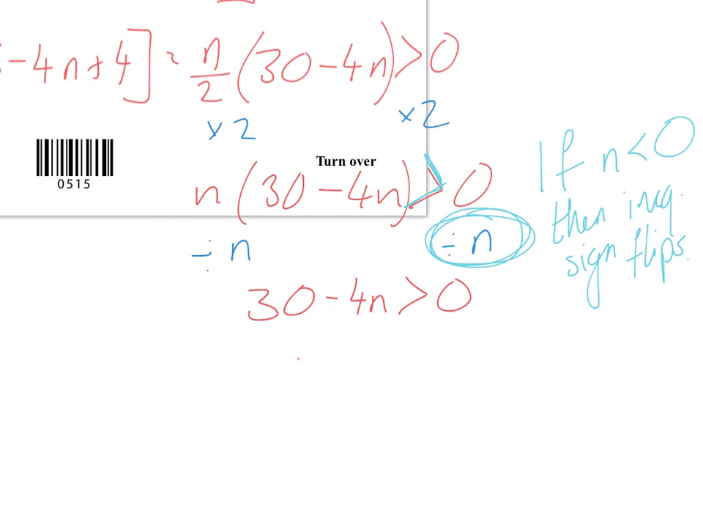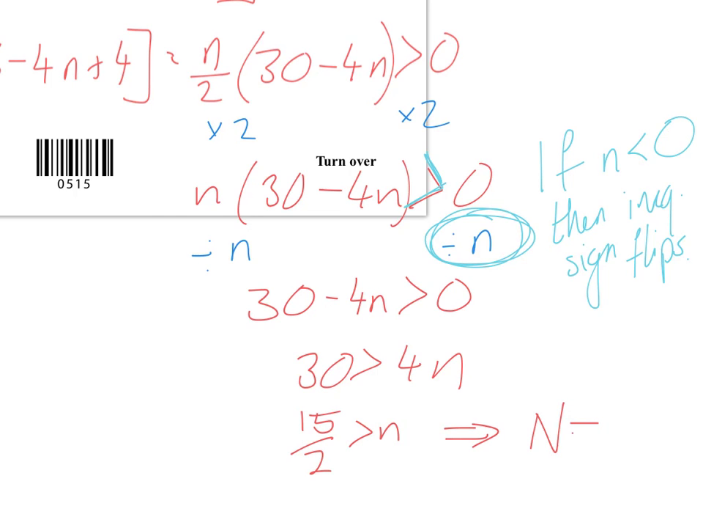Okay, and then I can just finish that inequality off. 30 is greater than 4n. N is less than 15 over 2. Therefore, the largest value of n is 7. And that's my answer.